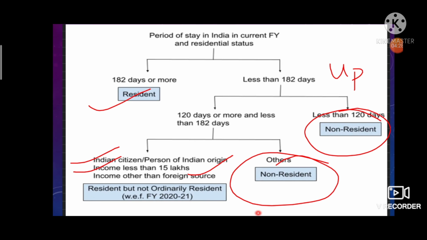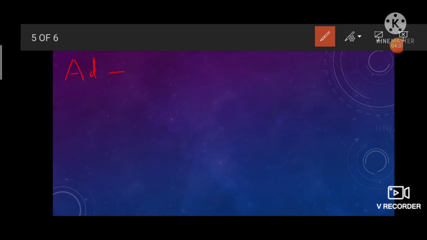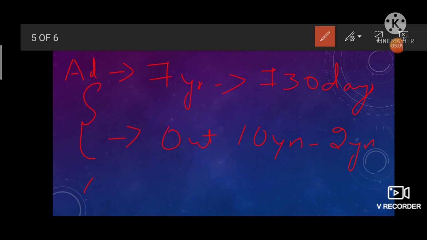Next we'll see the additional conditions. In the additional conditions, in the previous 7 years, he should have been in India for 730 days. And the other condition is that out of 10 years, he must have been 2 years in India. Then only we will call him an ordinary resident. He should fulfill both of these conditions. If he does not fulfill both conditions, then he is known as not ordinary resident.